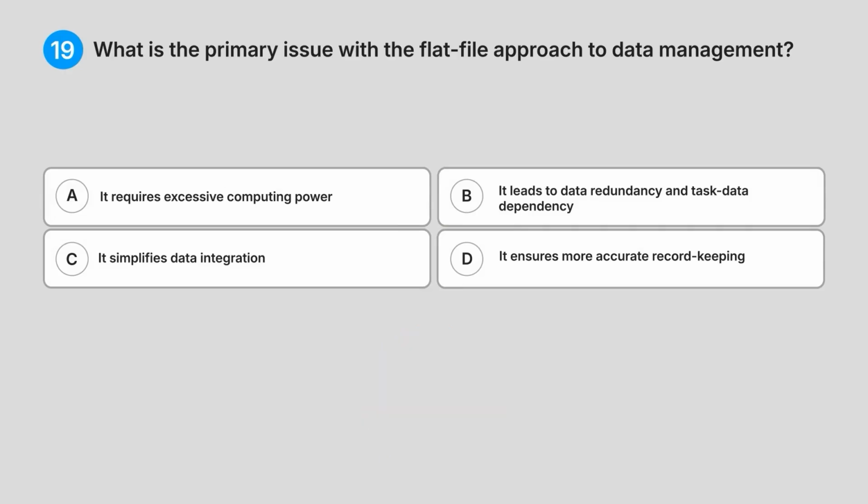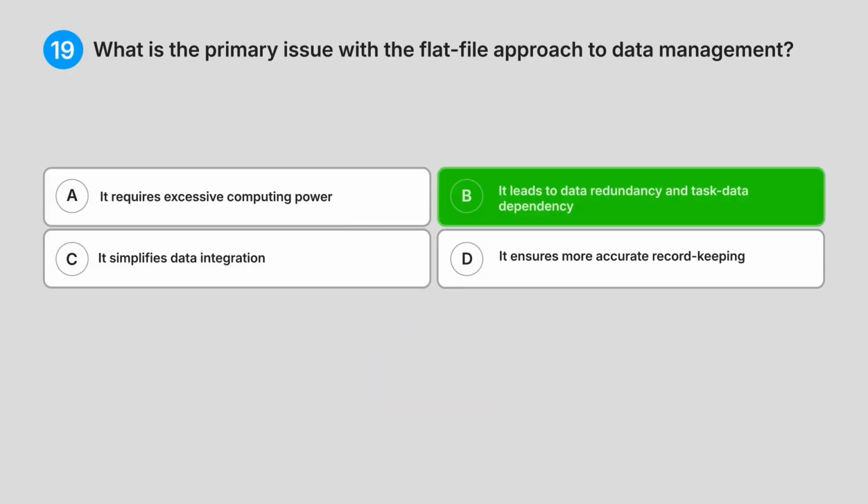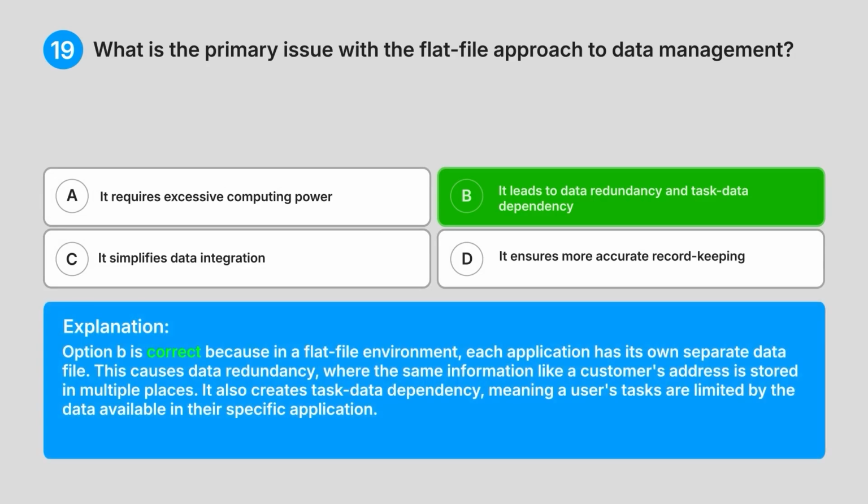Correct answer, B. It leads to data redundancy and task data dependency. Explanation: Option B is correct because in a flat file environment, each application has its own separate data file. This causes data redundancy, where the same information like a customer's address is stored in multiple places. It also creates task data dependency, meaning a user's tasks are limited by the data available in their specific application.